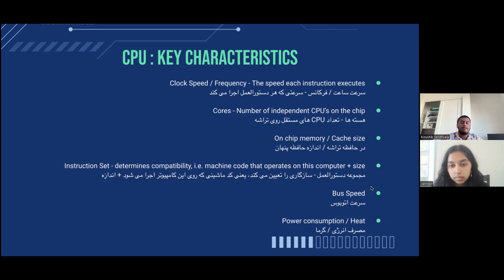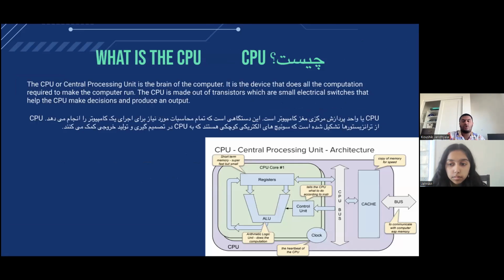An instruction set basically determines the compatibility. An instruction set is a code that operates on the computer. There are two main instruction sets, x86 and AMD. These two are different instruction sets, which are basically different types of language that the computer uses to communicate with the components. The bus speed is the speed that information can travel through the bus, the CPU's personal bus.